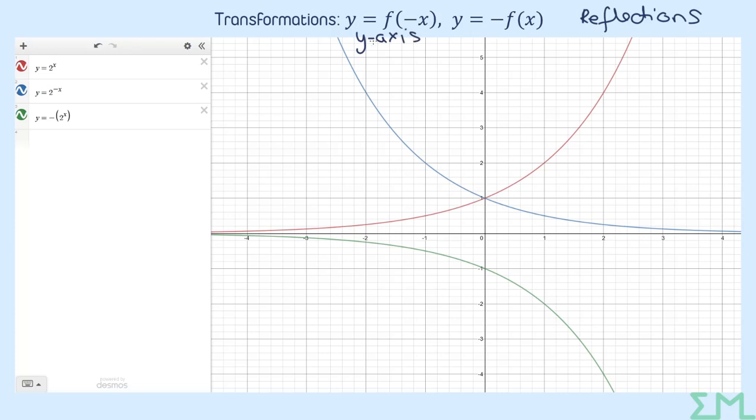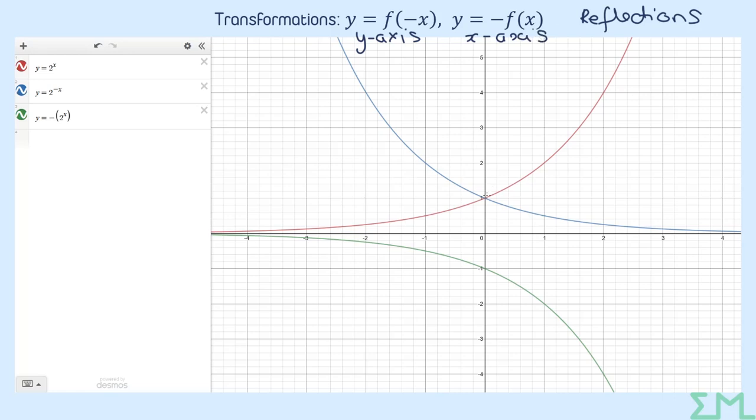So it's basically the opposite. And then y equals minus f of x. Again, this is affecting your y values. So positive y values become negative, negative become positive. This kind of up and down reflection. So it's a reflection in the x-axis.